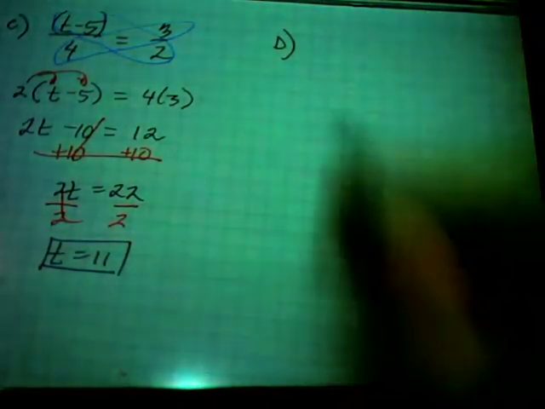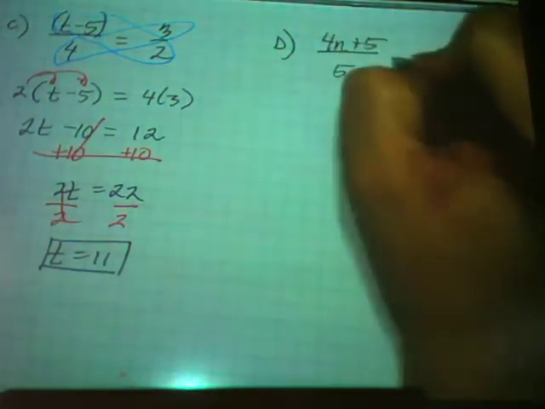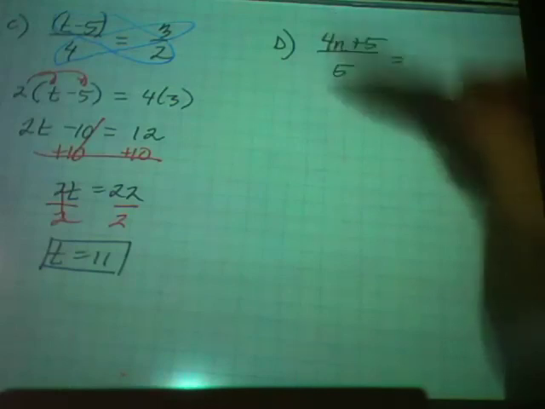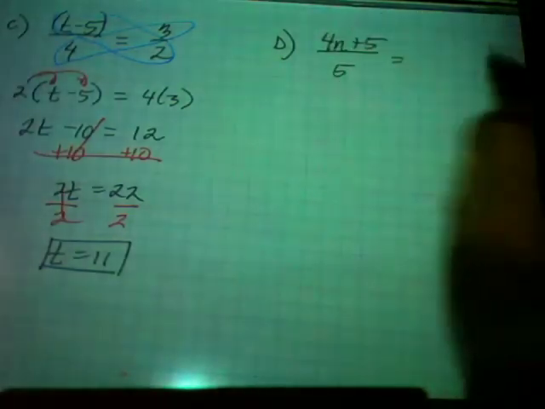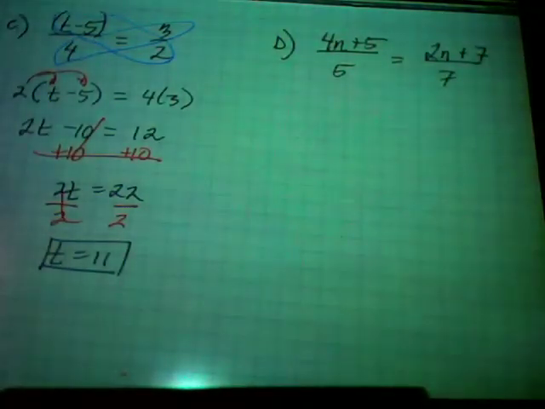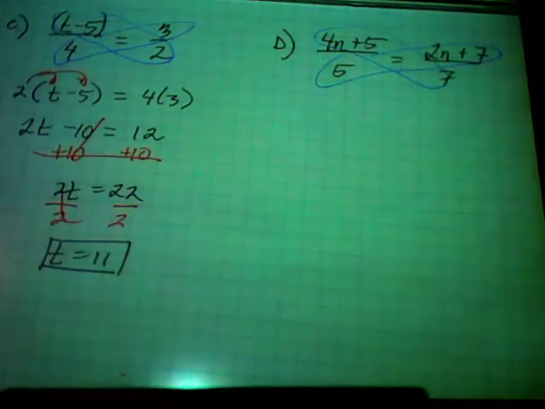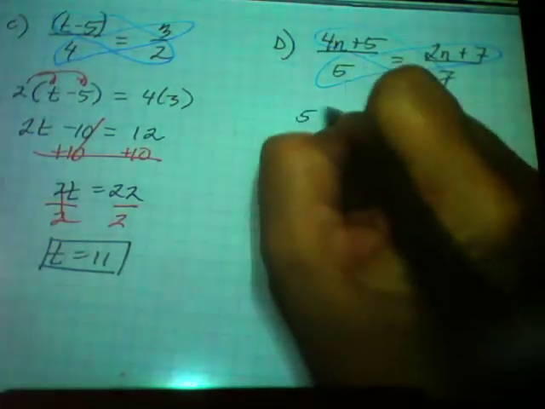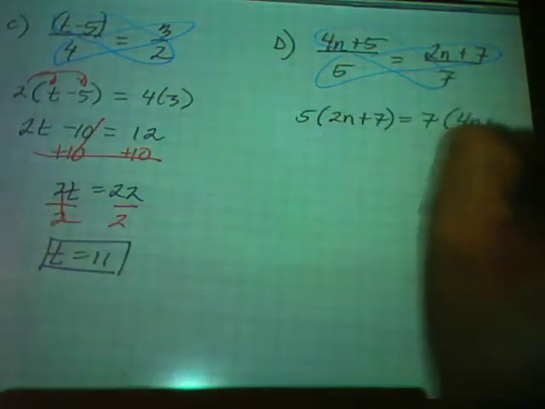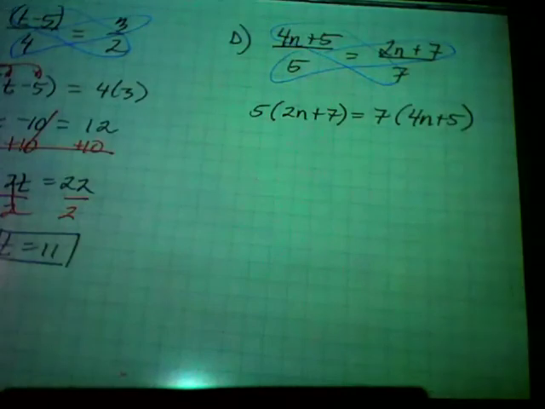This time we have 4n plus 5 over 5 equals, and by the way, these 5s cannot cancel. Okay, because it doesn't cancel with a 4. Remember that from way back when? And then we've got 2n plus 7 over 7. And again, the 7s don't cancel. So how are you going to solve? So this time we have to distribute twice, don't we? It doesn't matter which goes on which side. You pick a side. So I'm going to do 5 parentheses 2n plus 7 equals 7 parentheses 4n plus 5. It doesn't matter which side of the equal sign these are on. It won't make any difference. You distribute and you solve.